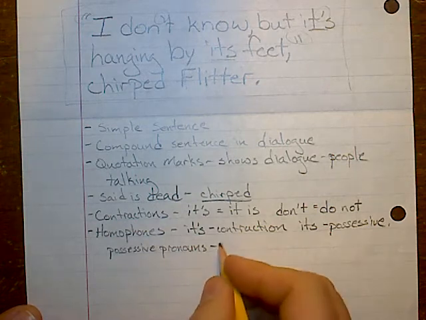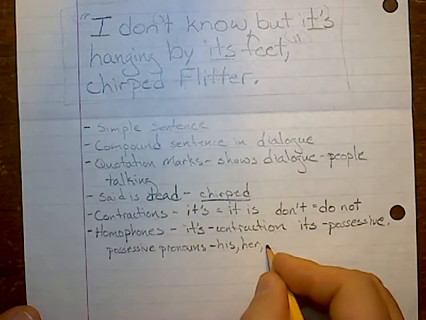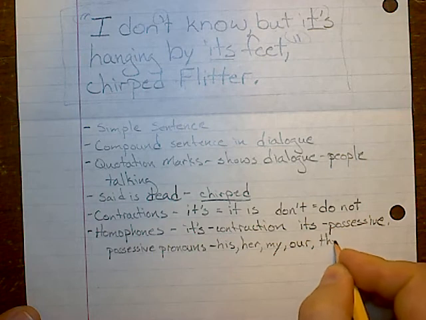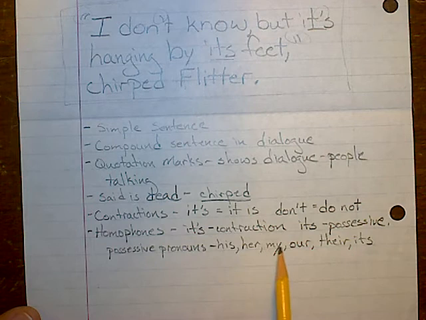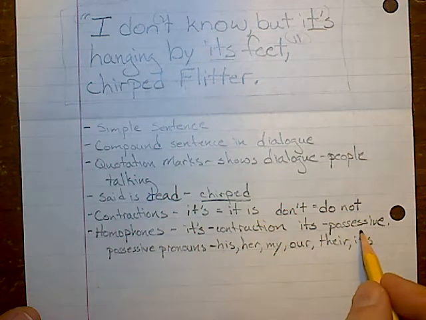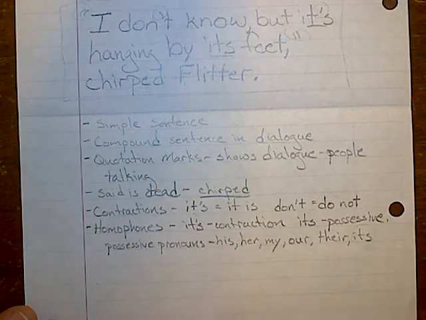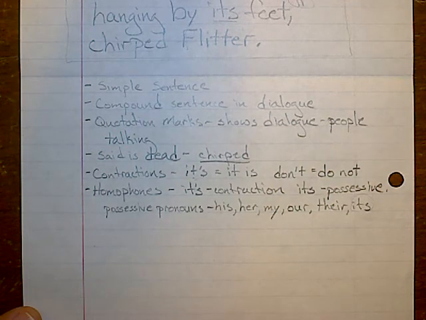And the possessive pronouns are things like his, her, my, our, their, and its. And notice none of the other possessive pronouns have an apostrophe. So that's a way to remember that the one without the apostrophe is the possessive pronoun. And when it does have an apostrophe, it's just the contraction. Otherwise, they look exactly the same, don't they? All right, so we have those things going on.